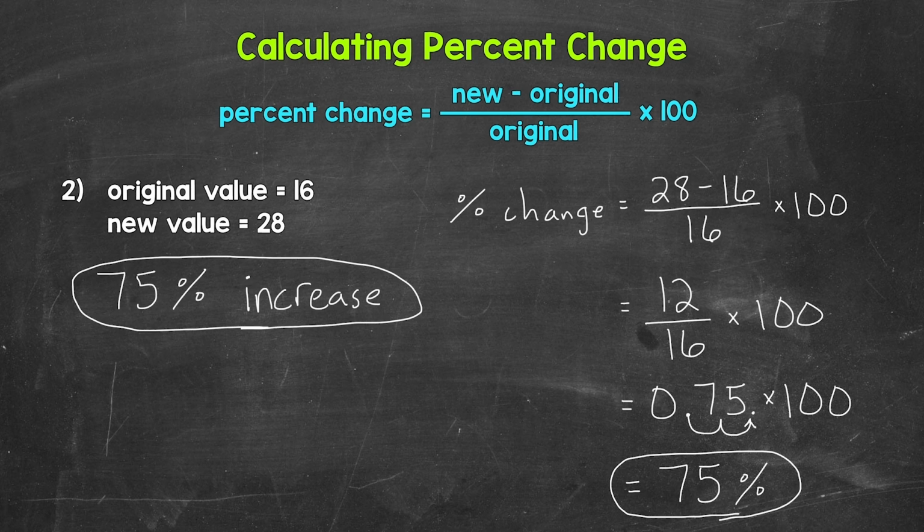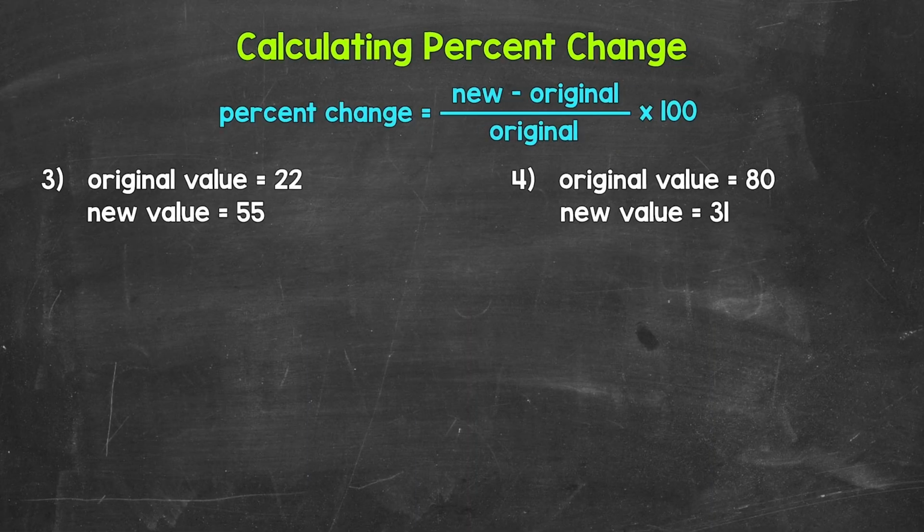Let's move on to numbers 3 and 4. Now let's take a look at numbers 3 and 4, starting with number 3, where we have an original value of 22 and a new value of 55. So we can see that we have an increase here. Let's figure out the percent change.